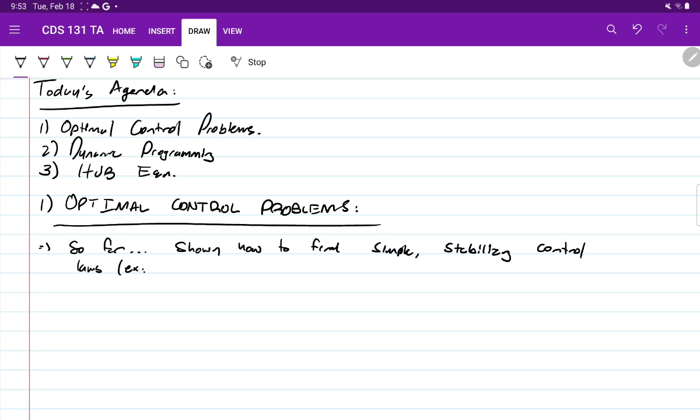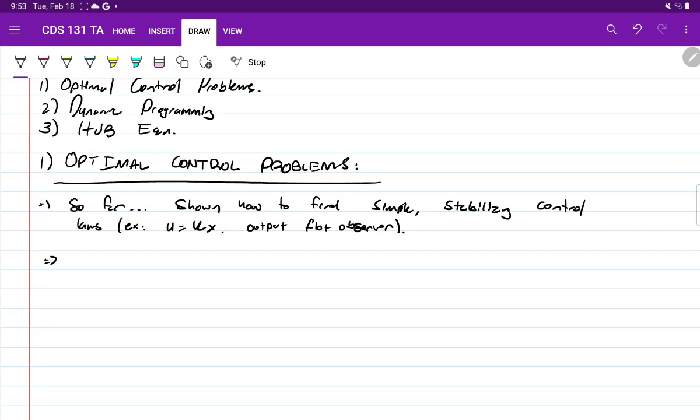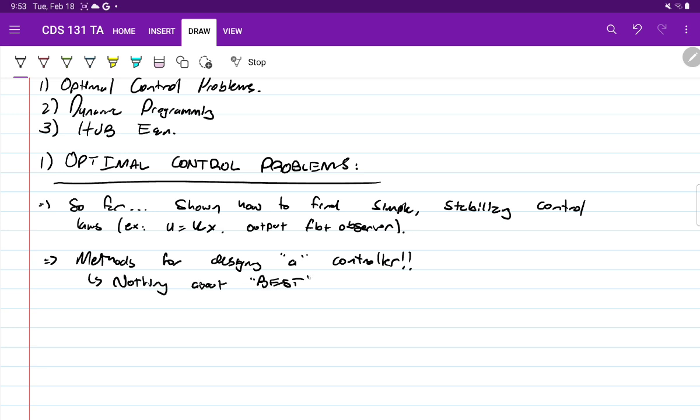right? For example, I told you last time that you could find a control law u equals k times x that stabilizes your system, provided your system is stabilizable, or you could do something with output feedback plus an observer to stabilize your system, right? The list goes on. But all that we did so far is we just considered methods for designing a controller. Okay? So we said nothing about the best controller possible.